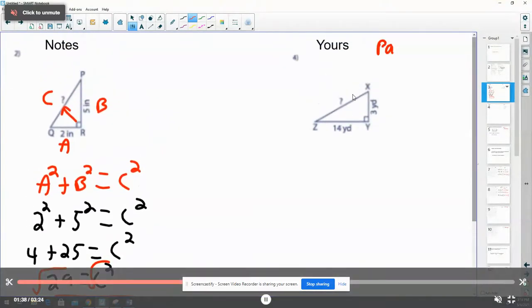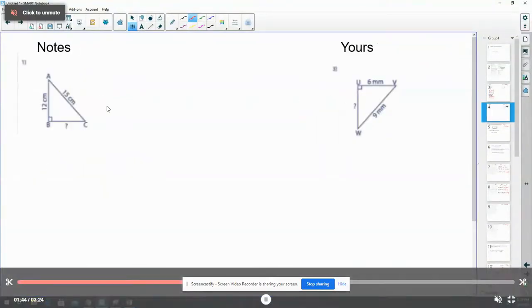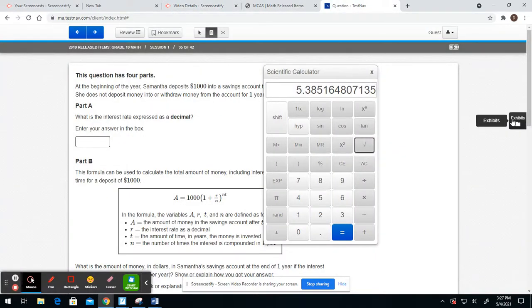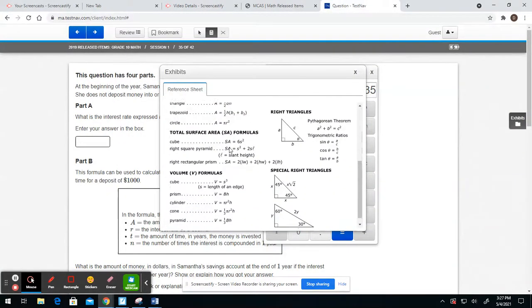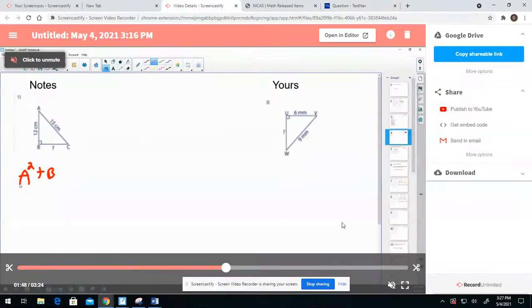Okay, and here's yours. So you want to pause and do. Notes question again. And again, before I forget, the formula sheet can also be found right here. So this is where your formula sheet is that has the Pythagorean theorem. So if you click that button right there, that will be your formula sheet on the test.